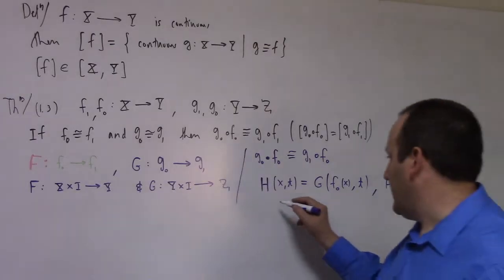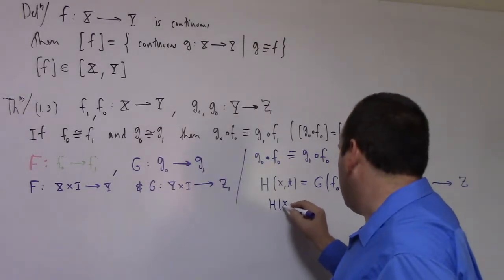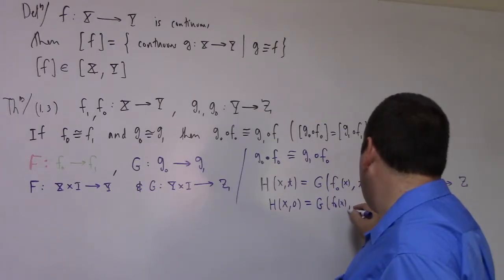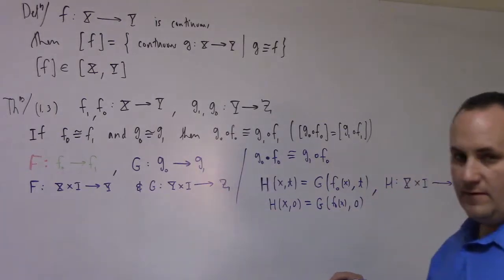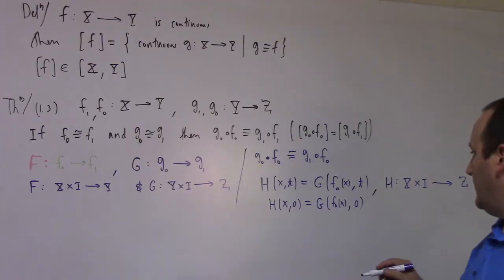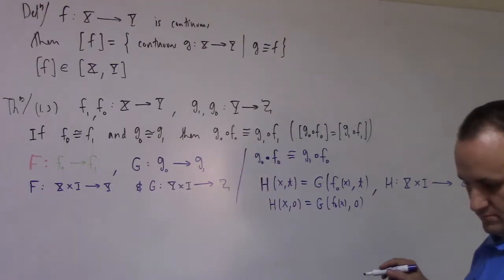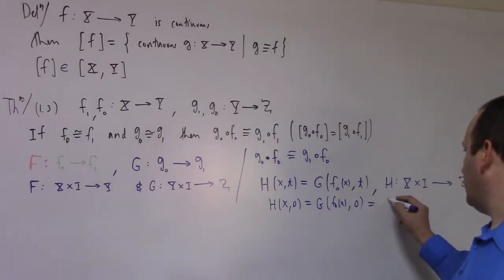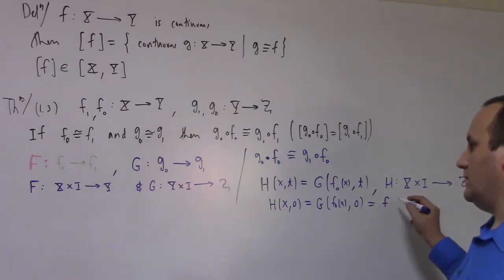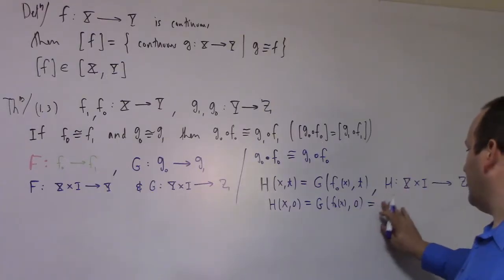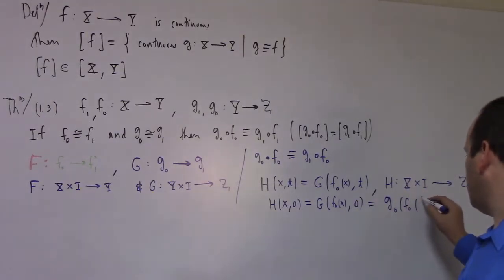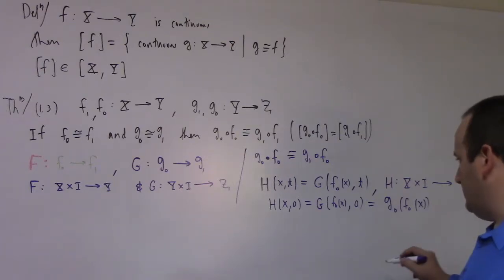Oh, we should plug in. What happens when you put in 0 here? What do you get? It's just going to be G naught of F naught of x. Yeah, you're right, that's like you said. That's G naught of F naught of x, by the definition of G being a homotopy.